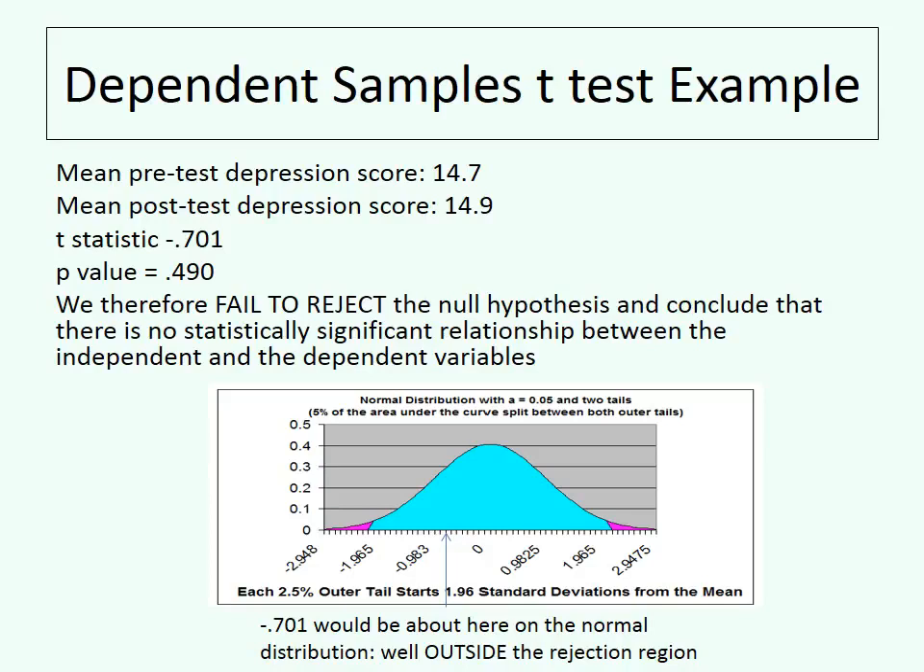If this t-statistic were plotted on the normal distribution, it would not be within the rejection region, and the p-value of 0.490 is greater than the alpha level of 0.05, so we therefore fail to reject the null hypothesis and conclude that there is no statistically significant relationship between the independent and the dependent variables, which in this case means that the pretest depression score of the people in the comparison group was not significantly different from the post-test score.